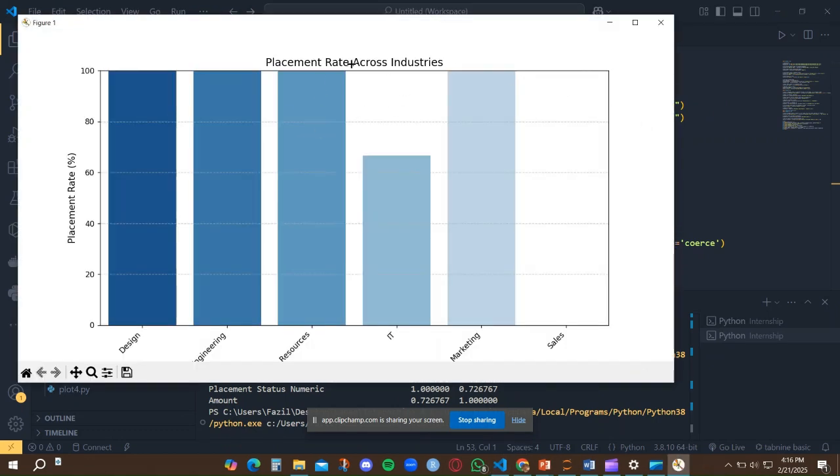we'll notice the placement rate across industries. We'll see that for design, engineering, resources, and marketing, it's a 100% placement rate. For IT, it's not 100%, but it's above 50 to 60%. And for sales, there is nil placement rate, which indicates that the placement rate is the least for sales and also low for IT. This could be due to less demand or not enough skills for the job seekers to meet the market requirements.